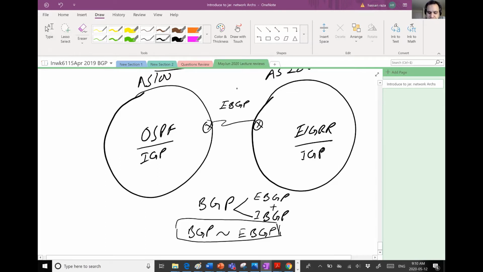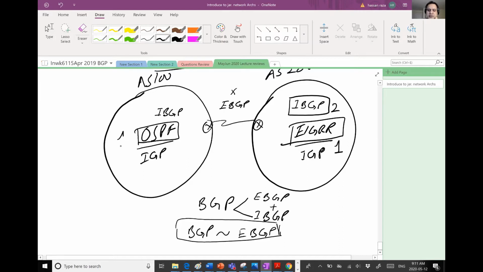eBGP cannot work if inside I do not have iBGP. So in order for this eBGP to work, inside I should have iBGP. So it means inside I will have two protocols. I would have an IGP, for example this, and iBGP. I will have an IGP, one protocol, and iBGP, second protocol. Okay.